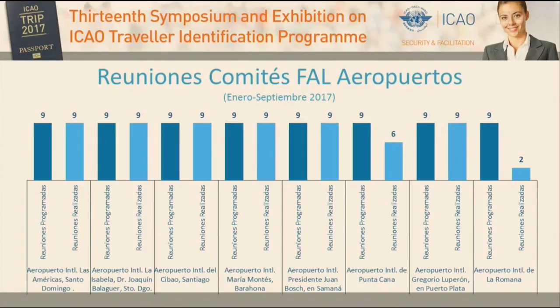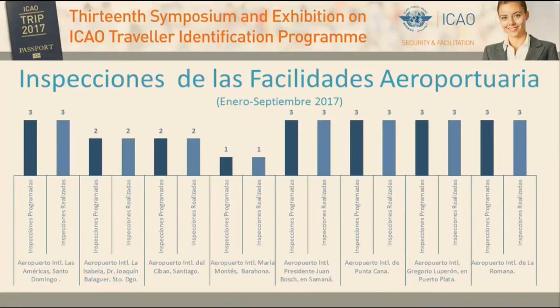Here we can see the various meetings that we've had of the FAL committees. There are 3 different entities. There's the National Facilitation Committee, which brings together migration, passport control, customs, and also the airport security, IDAC. All of these different institutions make up the FAL Committee. And then we've got the Facilitation Division from the Civil Aviation Board. And then after that, there are the FAL committees in the individual airports who are working on the daily work out in the field. Then we've got the inspections of the airport facilities on this slide.